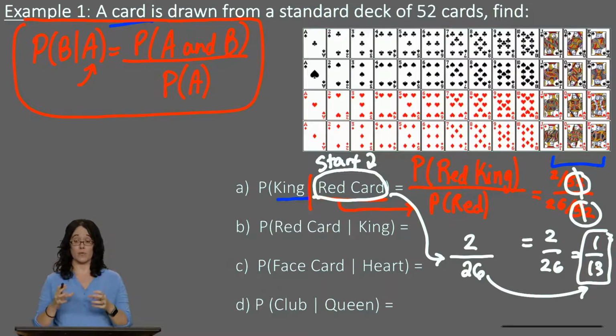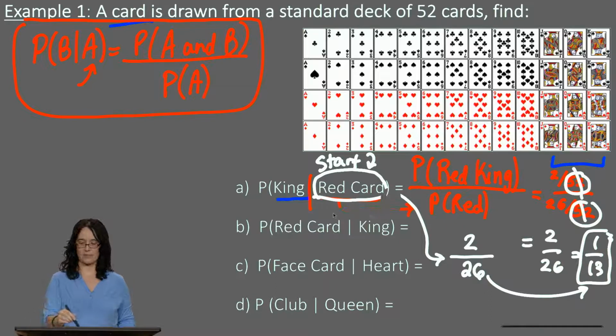Now, of those 26, how many are kings? Notice I didn't say there are 4 kings because I wasn't looking at the whole deck. I was zooming into my condition, which was that I know I have a red card. That means there's 26 options. Of those 26 red cards, how many of them are favorable to me? In other words, how many kings are there? Just 2. And that's how you can get your answer using the shortcut. I'm going to erase that for now and give us some space for you to try B on your own.